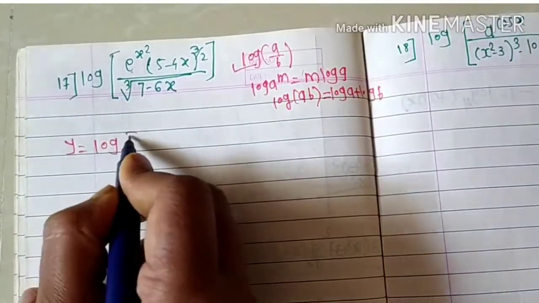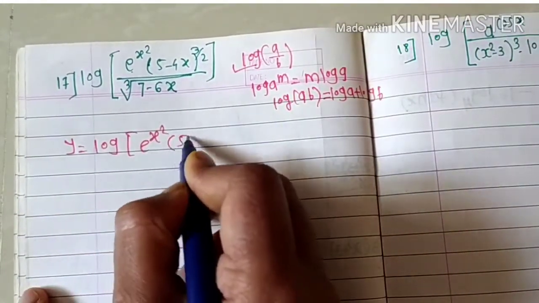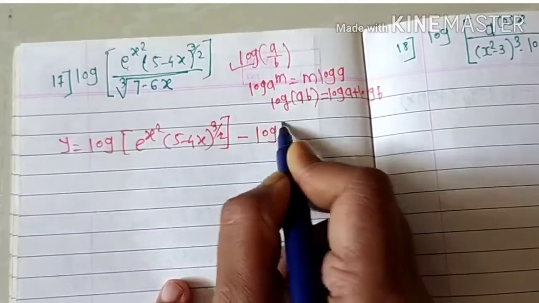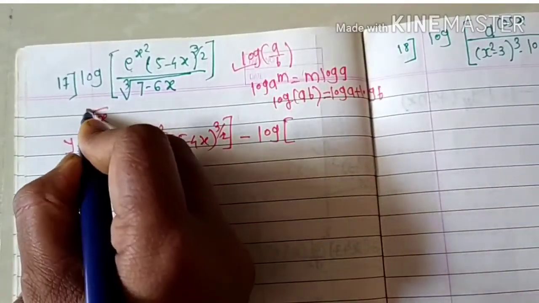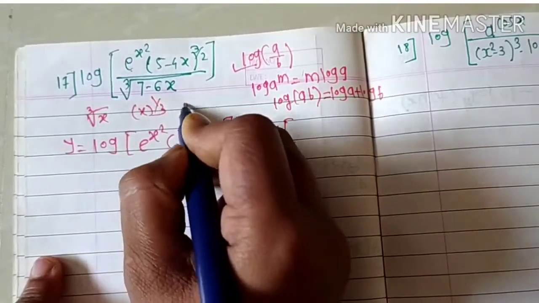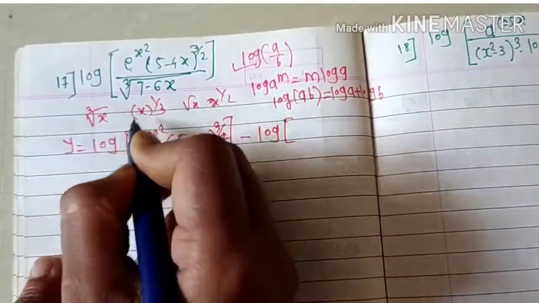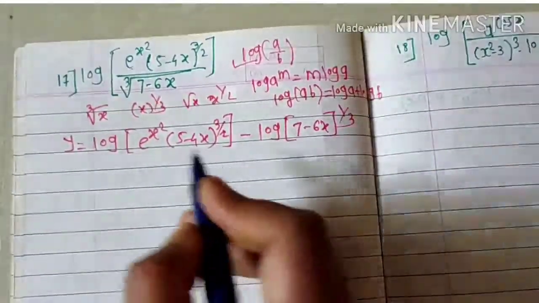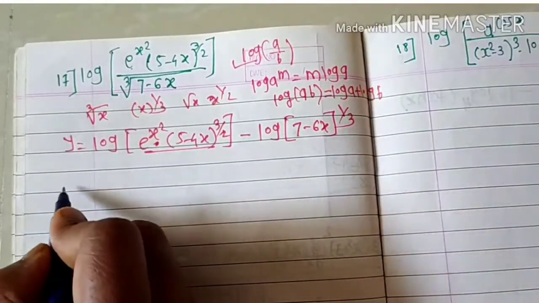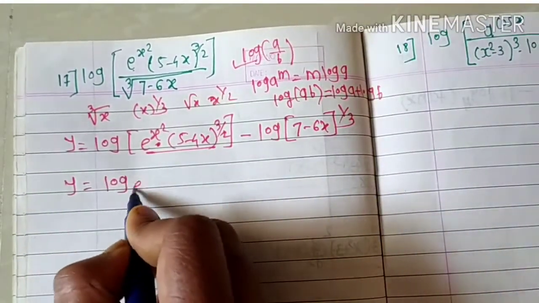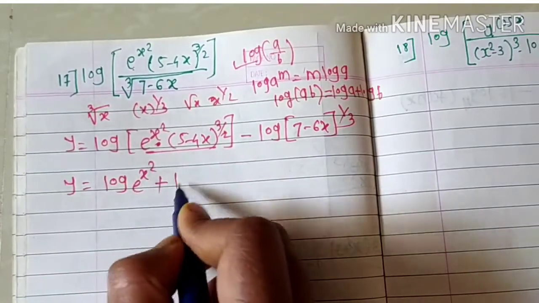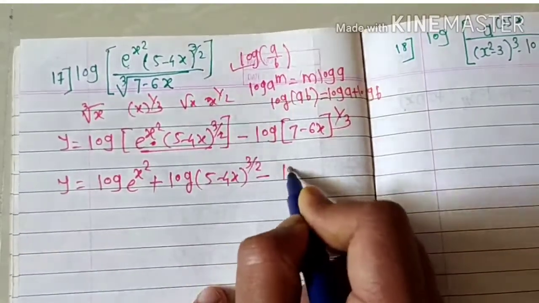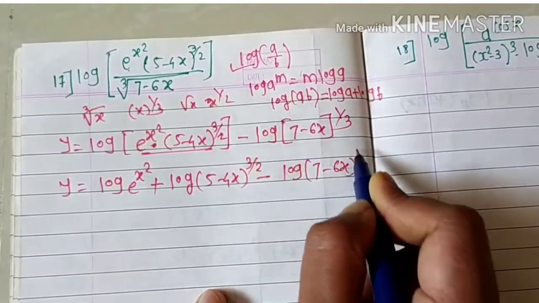y is equal to log of e raised to x square into 5 minus 4x raised to the power 3 by 2, minus log of the cube root of 7 minus 6x. Cube root means raised to the power 1/3, as square root means raised to the power 1/2. So cube root means 1/3, meaning 7 minus 6x raised to the power 1/3. Then here use log a into b. Therefore log of e raised to x square plus log of 5 minus 4x raised to 3 by 2 minus log of 7 minus 6x raised to 1/3.